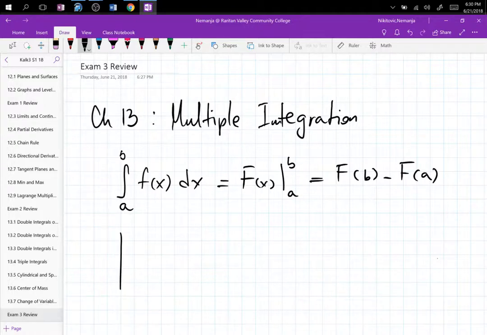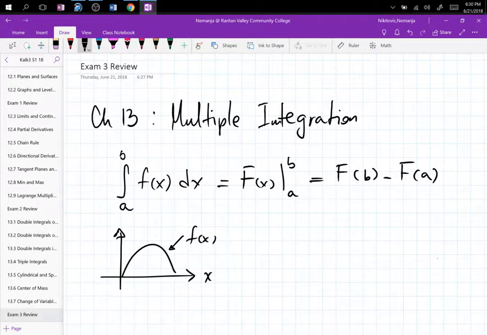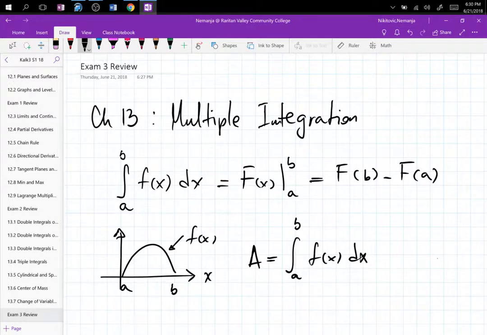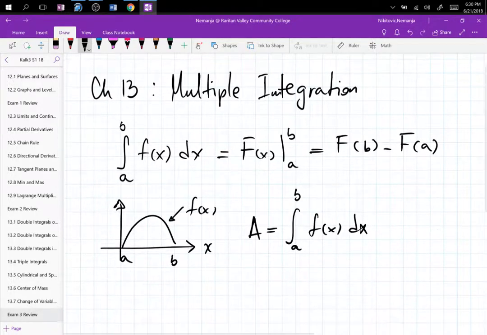So I will have some kind of a function that is strictly above the x-axis, and that function is f of x, between a and b. In this case, area is equal to the integral from a to b of f of x dx. So we see that our definite integral computes the area.